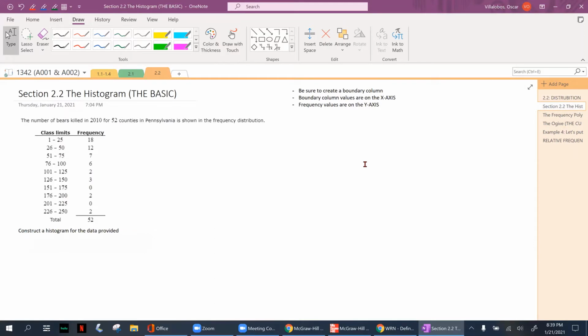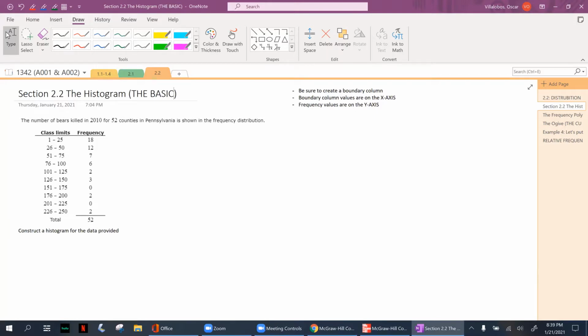Now let's get started. We're going to start off with the basic one, the histogram. The histogram is what I like to call the basic one. It's going to require some work, but not a lot of work. But it's still going to require some work. Go ahead and close this out, closing all these windows out.